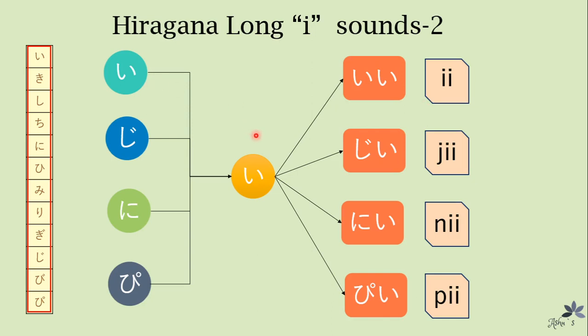E when added to E makes E. G added to E gives the long sound G. Ni added to E gives the long sound Ni. P added to E gives the long sound P. Let me read it once again. E, G, Ni, and P.